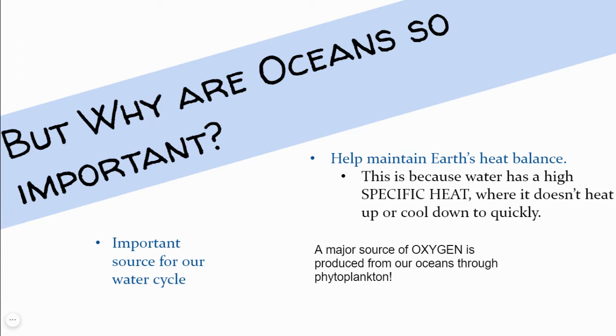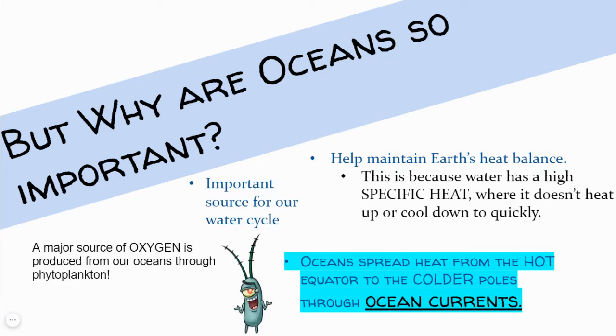Phytoplankton is just a way of absorbing some of the carbon and some of the things out of the atmosphere. It builds it into something that a lot of plankton actually eat. But the phytoplankton is just a brainless organism that basically builds itself, and then it goes up through the ocean ecosystem. And then, of course, last but not least, right there in the highlighted section, oceans spread heat from a hot equator to colder poles throughout ocean currents.